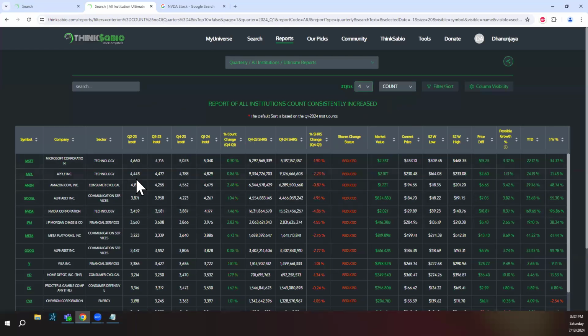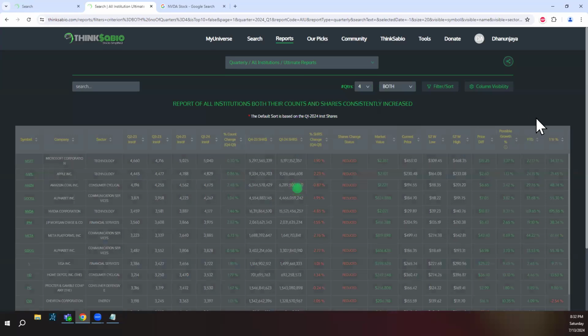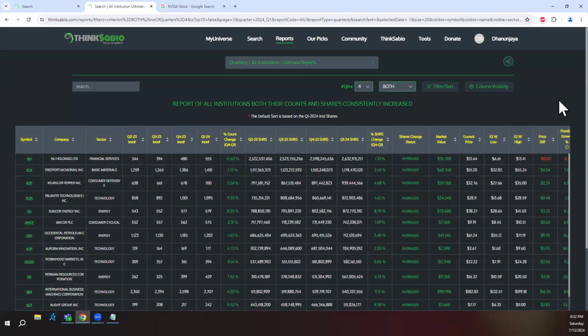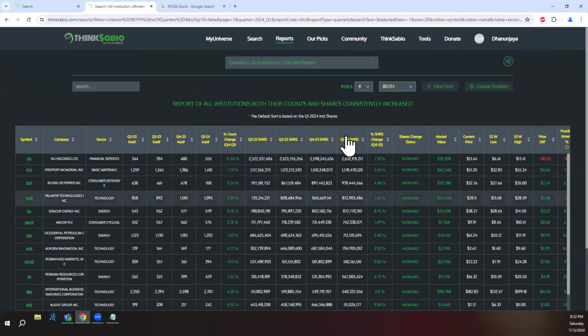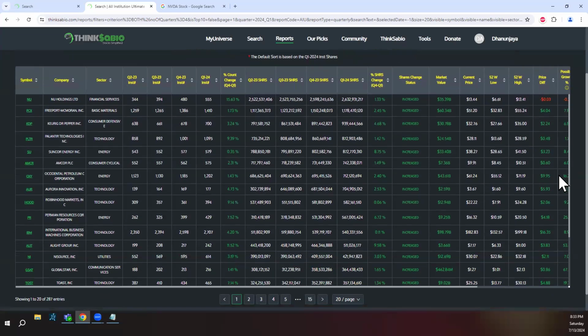So when you do 4 quarters, you see 4, 6, 4, 7, 5, 5, 0, 4, 0, 5, 0, 2, 5, and 5. Consistent increase counts. That's why you got certain things. Instead of that, let's do both. So when you do both, some numbers are coming, some good companies will come. Now, you can look at what are the companies that are performing.